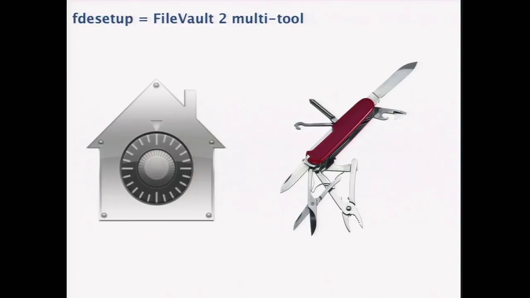fdesetup is a Swiss Army knife for managing FileVault 2. It can enable FileVault 2, it can add and remove users, it can report on FileVault 2 status, it can rotate recovery keys, and much more. If you are managing FileVault 2 encryption in your own environment, I really recommend learning how to use this tool and understanding its capabilities. Properly used, it will save you time, and it will give you encryption options available with no other software.